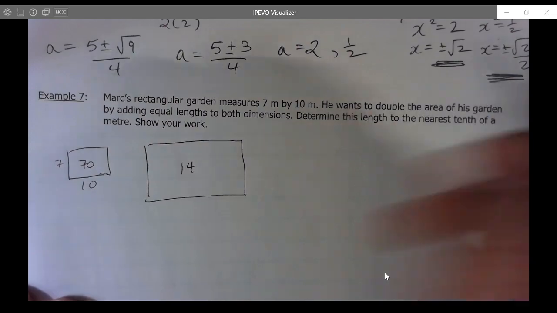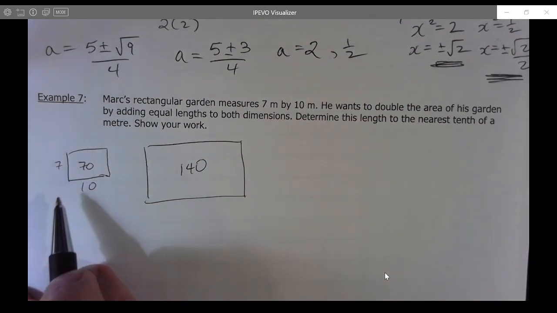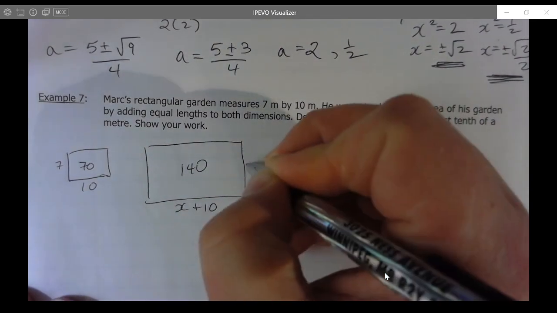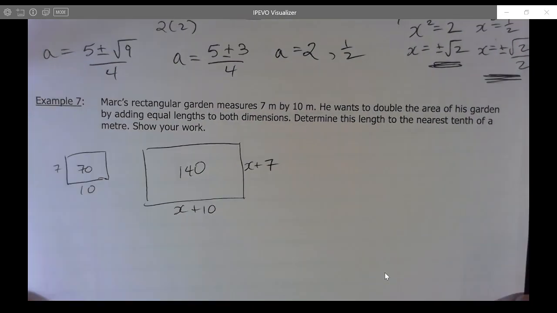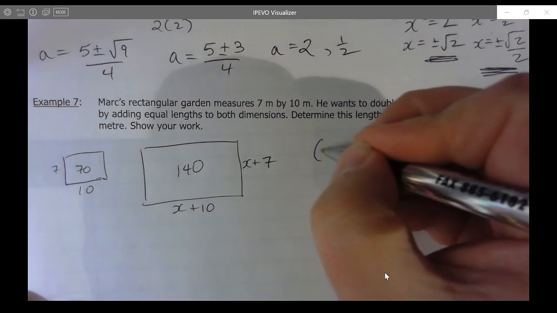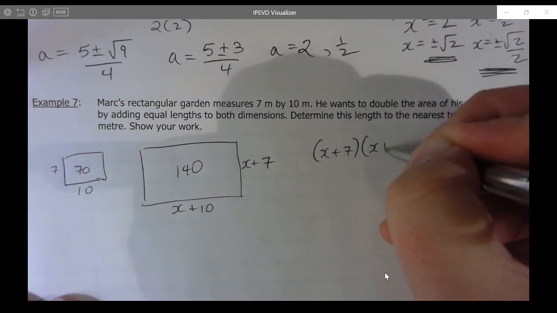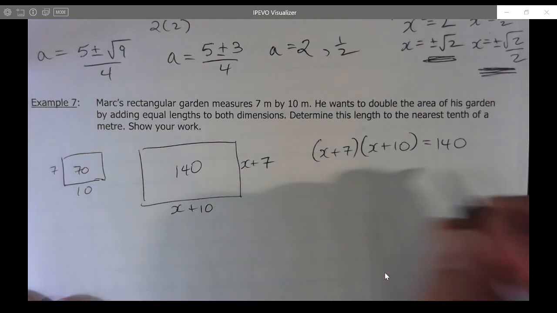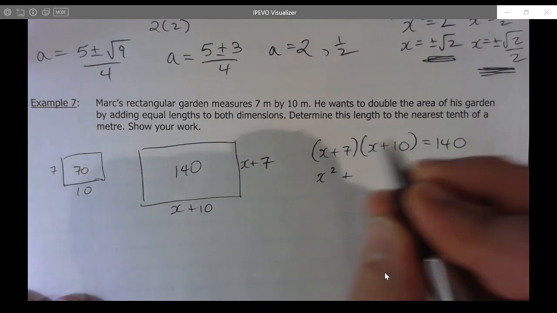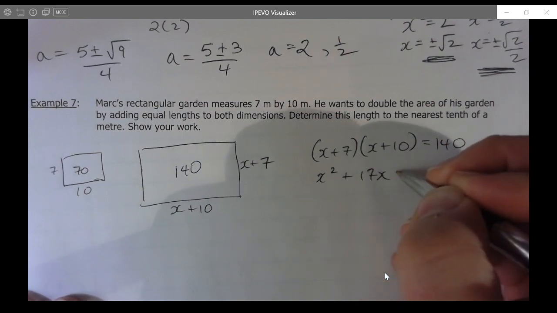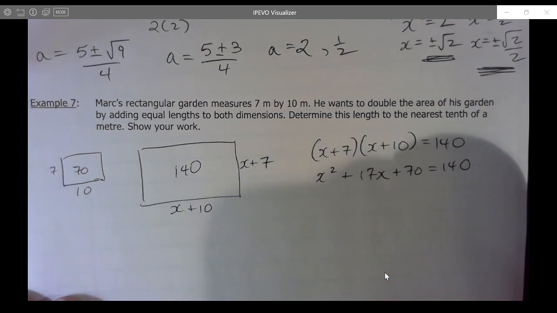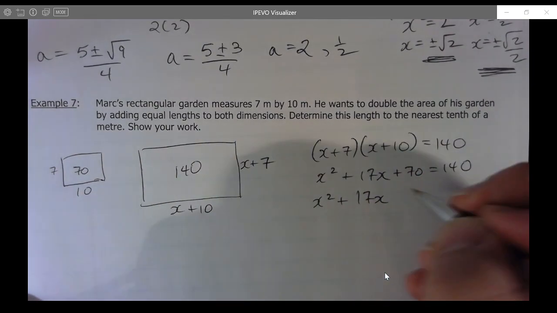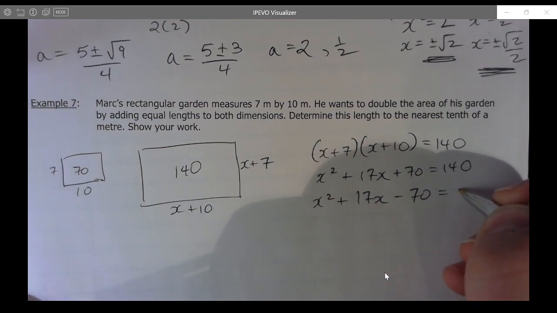He'd like to double his area, but he's adding the same amount to the length and width. So this same amount we're going to call x. So this is x plus 10, and this is x plus 7. So I know that I have x plus 7 times x plus 10, right? Length times width is equal to 140. I'm going to have to expand that, so that's x squared plus 7 and 10 is 17x plus 70 equals 140. That's a quadratic, so everybody out of the pool. X squared plus 17x minus 70 equals 0.